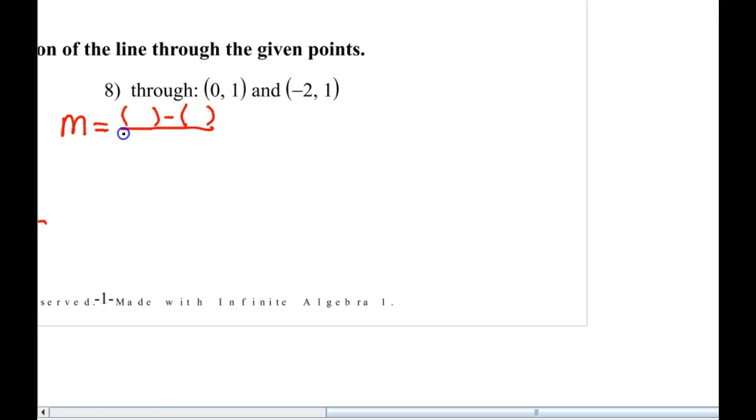Because the y's are both 1. Both y values are 1, and when you do 1 minus 1, you just get 0. And 0 over anything is 0, so it doesn't even matter what the bottom number is. You just get a slope of 0. You can still do all the same steps, and it makes things a lot easier, multiplying by 0 and whatnot.